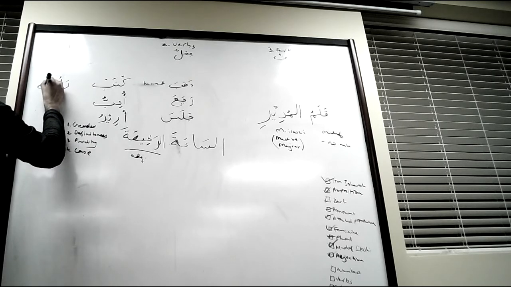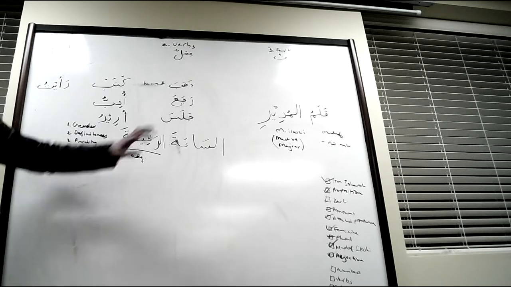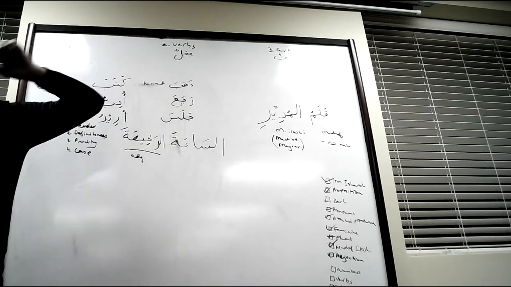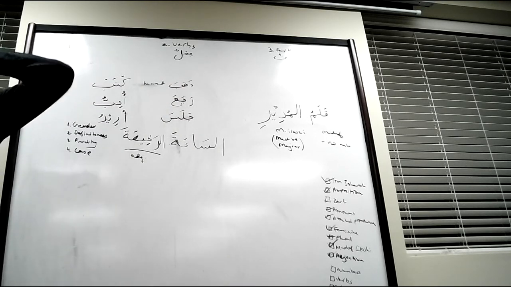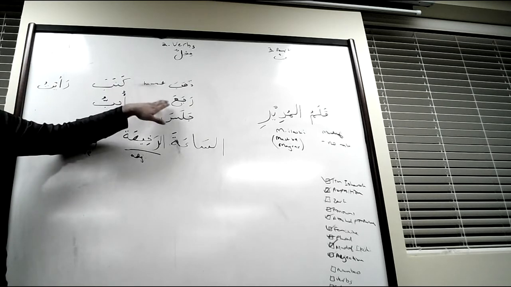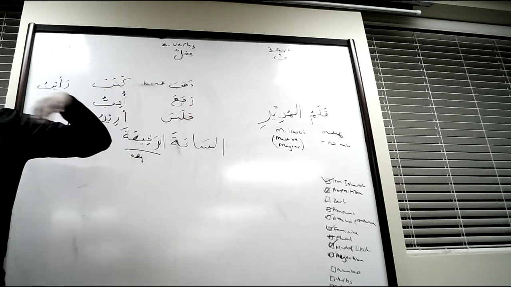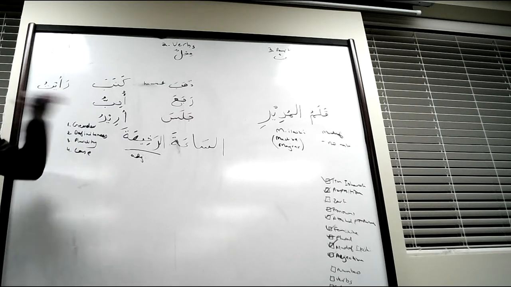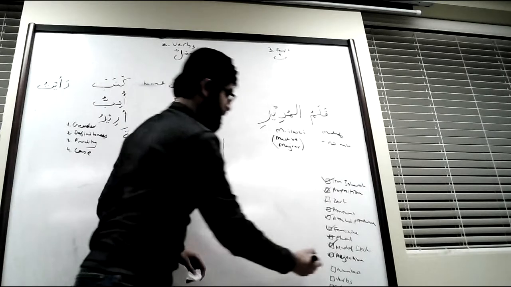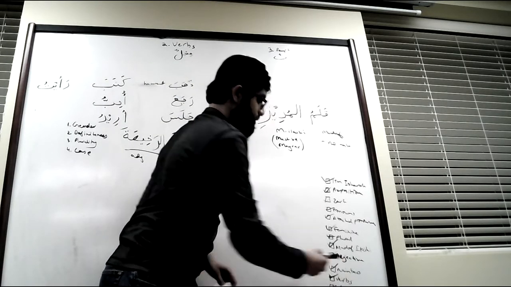And then we also did a little bit of if something is in the past tense and you want to make it feminine. So how do you say she went? ذهبت, right? You add a ta to it. And then she returned. رجعت. Right? جلست, she sat. كتبت, she wrote.